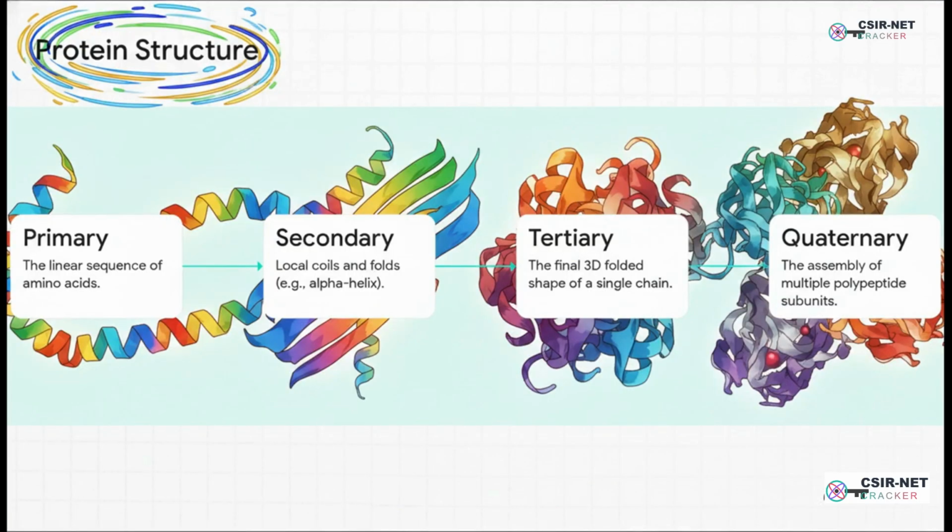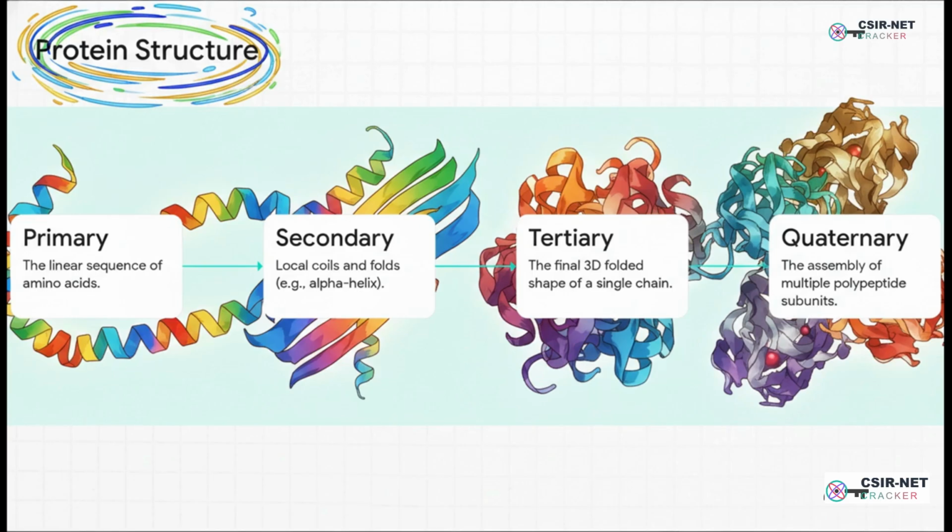But here's the thing. A simple chain of those amino acid Legos is just a string. It can't do anything yet. To get its job done, it has to fold up into a very specific 3D shape. And that happens in stages. First, you have the primary structure, which is just the order of the amino acids in the chain. Then that chain starts to form little local coils and sheets. That's the secondary structure. After that, the whole thing folds up into its final 3D shape, the tertiary structure.